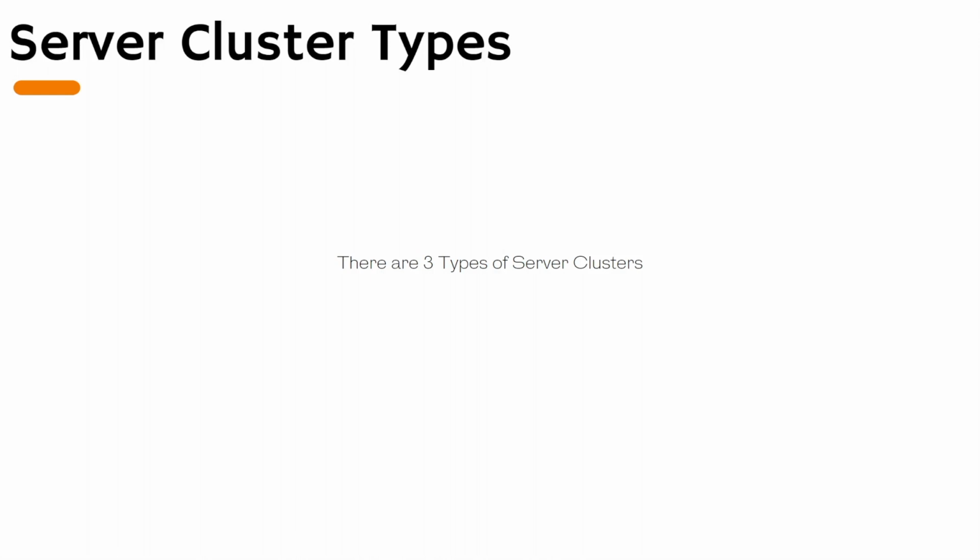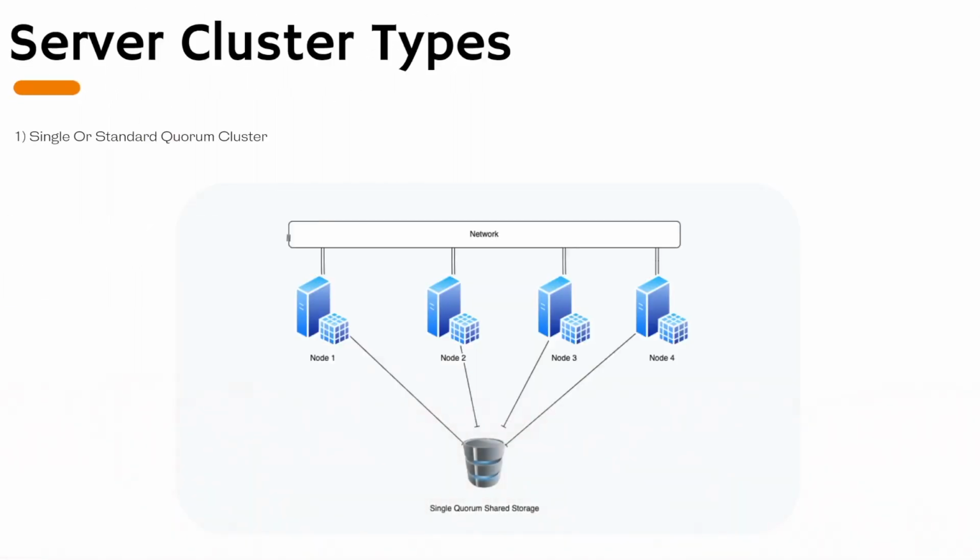There are three types of server clusters: single or standard quorum cluster. A single or standard quorum cluster consists of two or more nodes which are connected to a single shared storage through a single bus. This type of cluster is common in the enterprise world and is widely adopted.